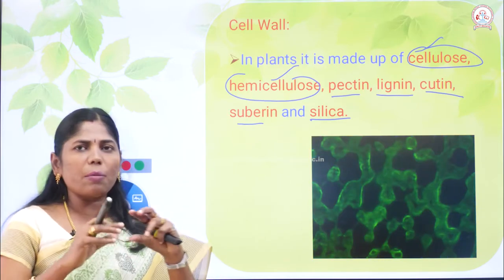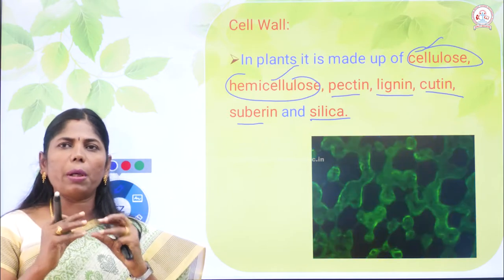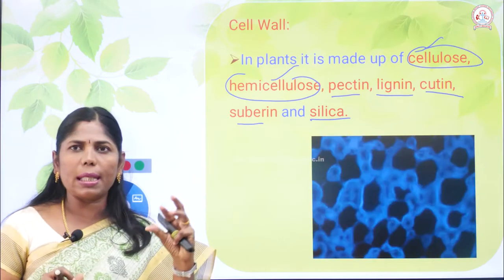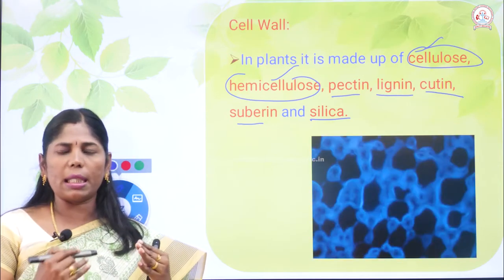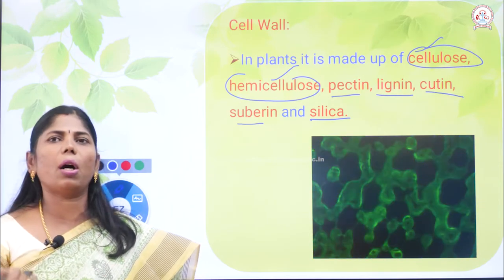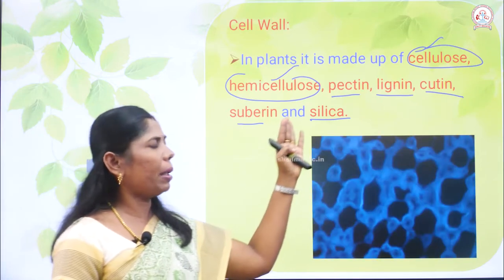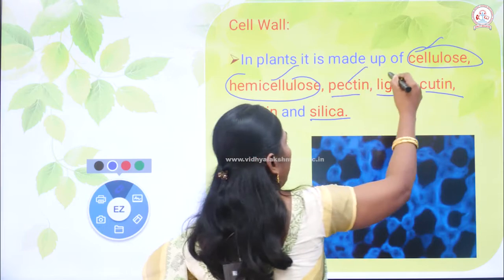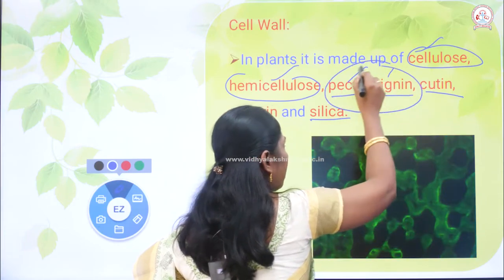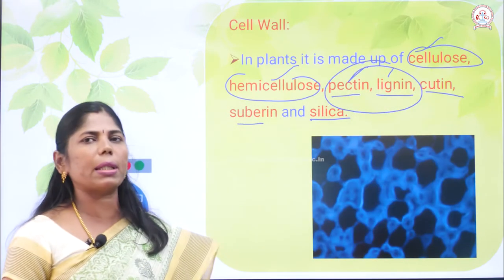Okay, so these are somewhat very hard materials. Cellulose, the cell wall material, is very soft, and hemicellulose is a little bit hard in nature, and pectin is very strong. Okay, so pectin and lignin. The pectin and lignins are present in the sclerenchymatous cells.